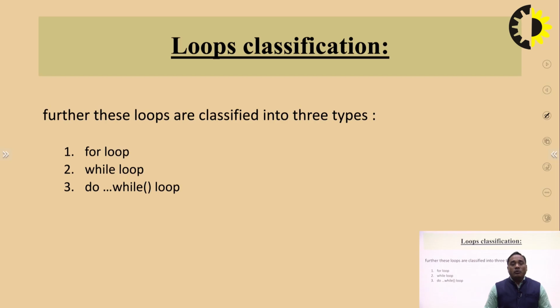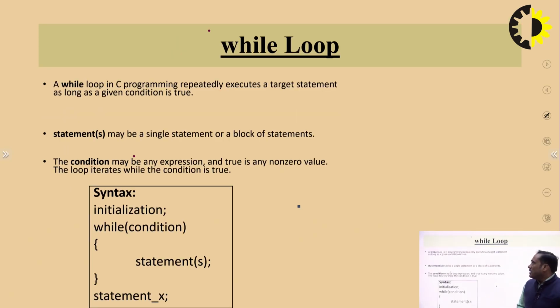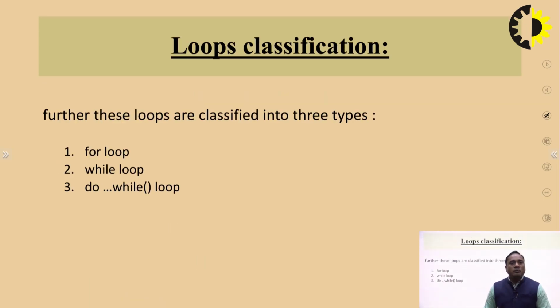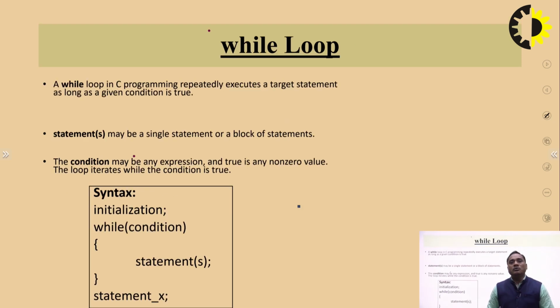Now if we discuss loops, the most important types are the for loop, the while loop and the do while loop. So there are three important types of loop generally used in the C language. First is the for loop, then the while loop, then the do while loop. There are three types of looping.